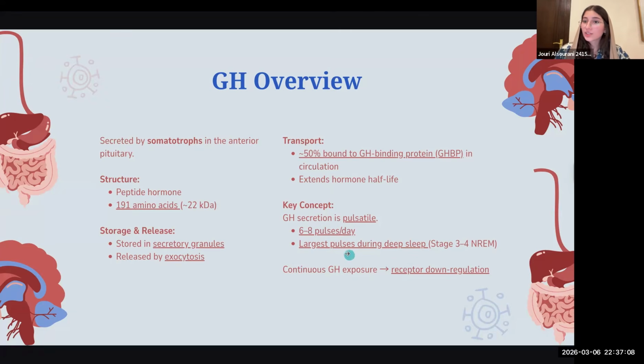And again, back to the circadian rhythm, to the sleep-wake cycle, you're going to see that the largest growth hormone pulses happen during deep sleep. So the secretion is pulsatile, not constant, and the most time that we have these secretions is during deep sleep. If we have continuous exposure to growth hormone, then the receptor is going to downregulate. We cannot have continuous exposure because the receptor basically cannot handle it, okay?